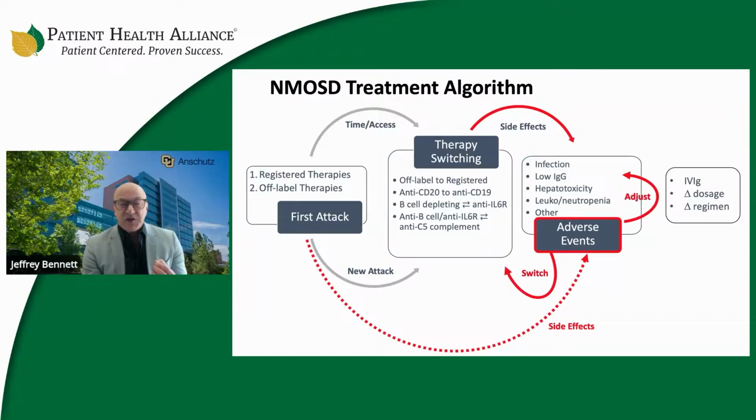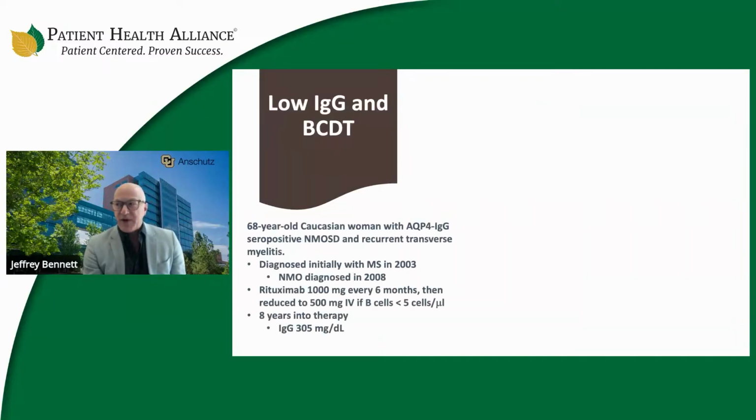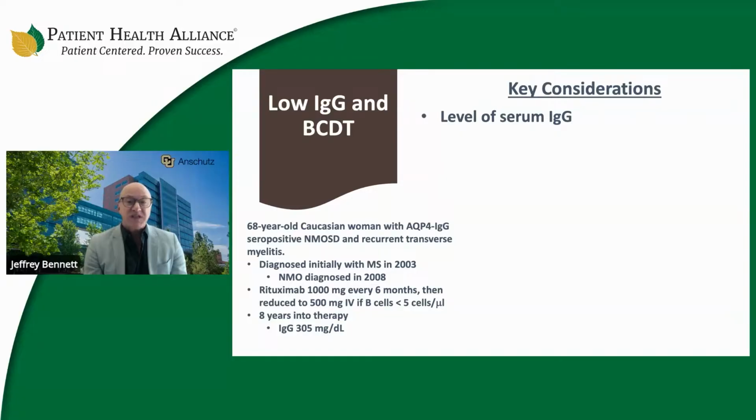And so let's look at some examples, and we're going to start first with infections and low IgG or hypogammaglobulinemia. So in this case, an NMOSD patient on long-standing rituximab treatment developed hypogammaglobulinemia with an IgG level of 305 milligrams per deciliter. My key consideration with hypogammaglobulinemia is first and foremost, what's the level of that serum IgG?